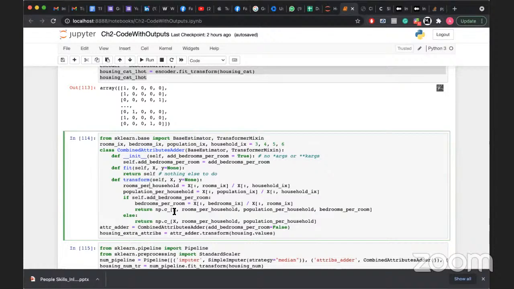Okay, so this is called the CombinedAttributesAdder, which is a custom transformer written by you. It computes three attributes: rooms per household, population per household, and bedrooms per room. Is that clear, guys? These are the three attributes that are computed by this custom transformer class. You are writing the transform.